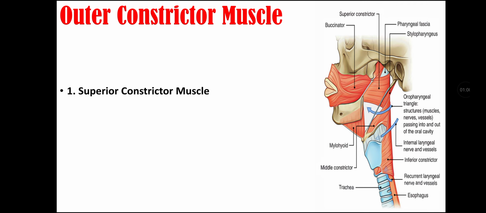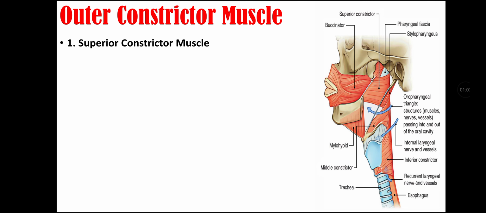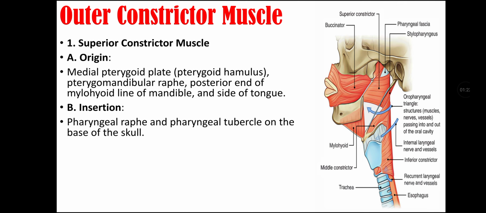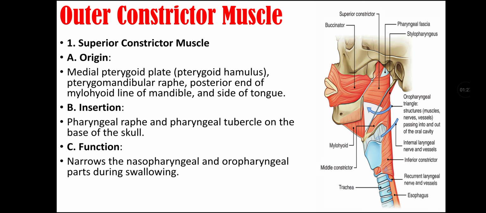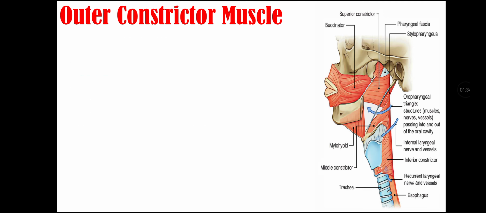Outer constrictor muscles of pharynx include superior constrictor muscle, middle constrictor muscle, and inferior constrictor muscle. First is superior constrictor muscle. It originates from the medial pterygoid plate, pterygomandibular raphe, and posterior end of the mylohyoid line of mandible and side of tongue. It is inserted into pharyngeal raphe and pharyngeal tubercle on the base of the skull. Its function is to narrow the nasopharyngeal and oropharyngeal parts during swallowing. It is supplied by pharyngeal plexus of vagus nerve, that is 10th cranial nerve.